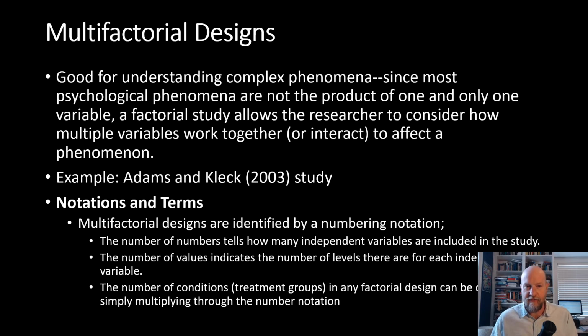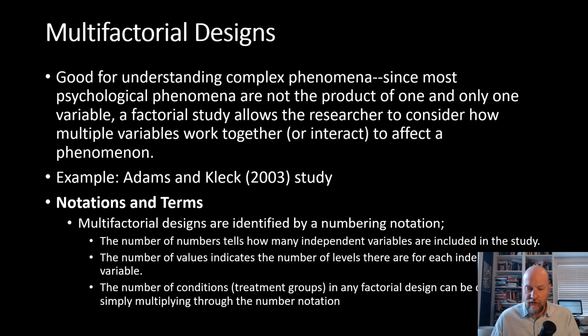So as I mentioned, the Adams and Kleck study, that's an important example of a 2-factor multifactorial design. The 2 independent variables being the emotional expression, anger versus fear, so 2 levels to that independent variable, and the second independent variable, which is direction of eye gaze, direct or averted. And that's a 2-level second independent variable.